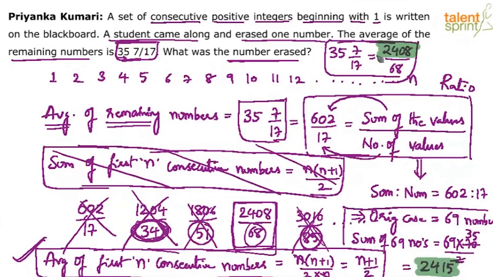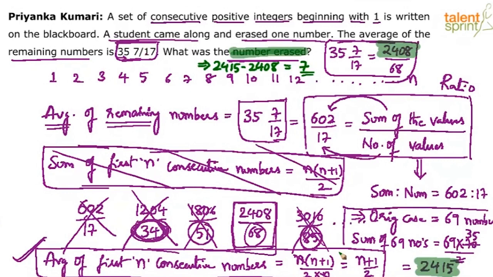So what number was erased? The number erased will be equal to 2415 minus 2408, which is equal to 7. Hence 7 is going to be your answer. I know this is a little complex to understand. Maybe some of you have not been able to follow it, but I request you all to go through the explanation once again. Watch the same video once again and you should be able to follow it.